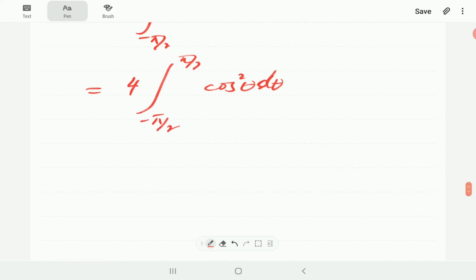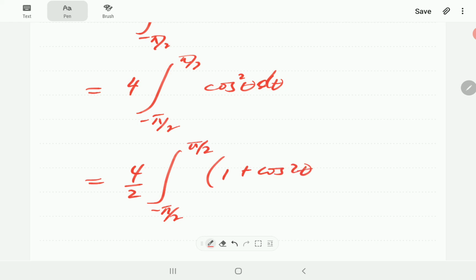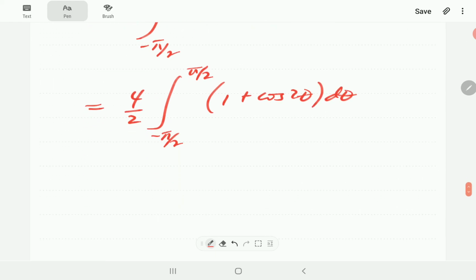I'm going to give you the link now. When the power of sine or cosine or both of them is even, we use the double angle formulas. So in this case, for the cosine squared, the double angle formula is 1/2 into 1 plus cosine 2 theta. Then integrating this gives us theta plus 1/2 sine 2 theta.